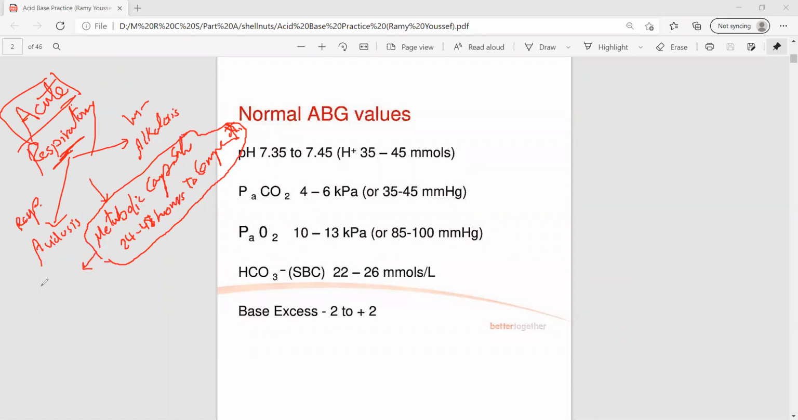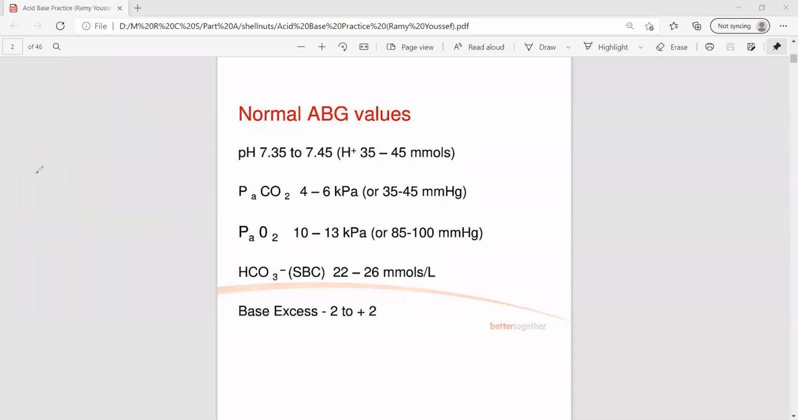By the way, the metabolic condition is regulated by the kidney and the respiratory condition is regulated by the lungs. The lungs work fast in case of a metabolic condition, but the kidney works so slowly in case of any respiratory condition. So if I have a respiratory condition, the kidney takes about 24 hours till 48 hours to start to compensate.